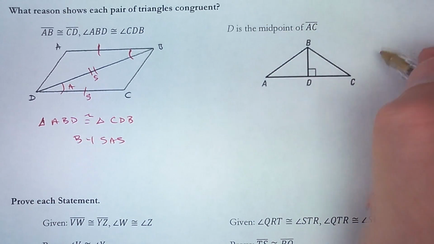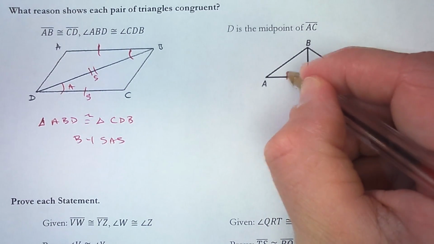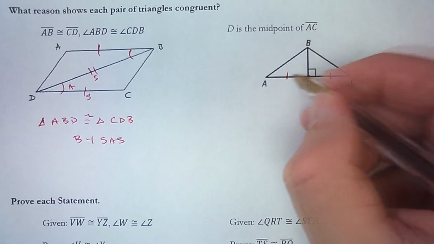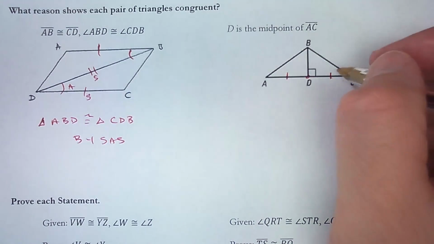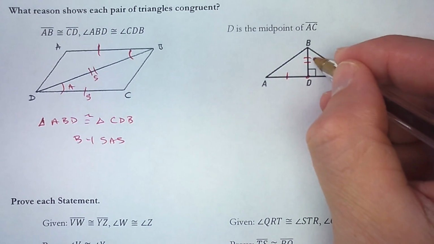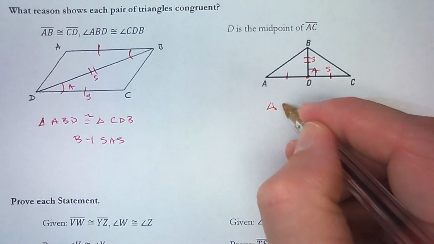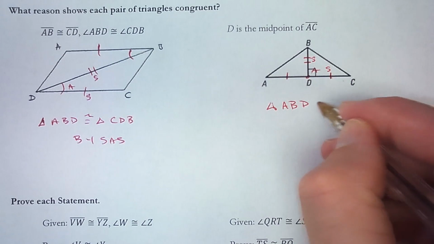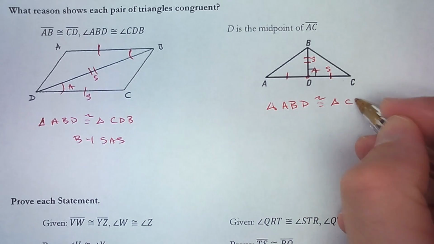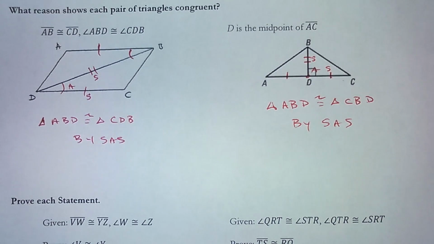D is the midpoint of segment AC, so D right here is in the middle of AC. That means AD and CD are the same length. The two triangles share BD, side, angle, side. Triangle ABD is congruent to triangle CBD by side, angle, side.